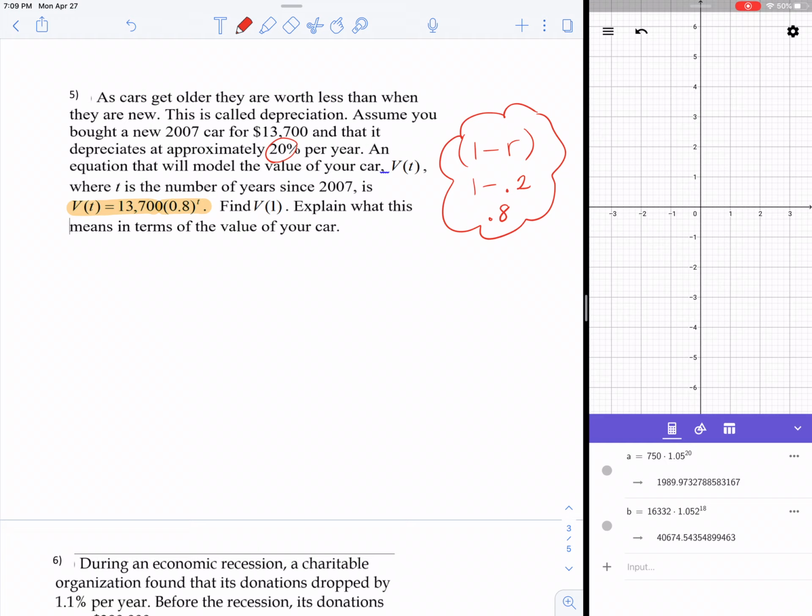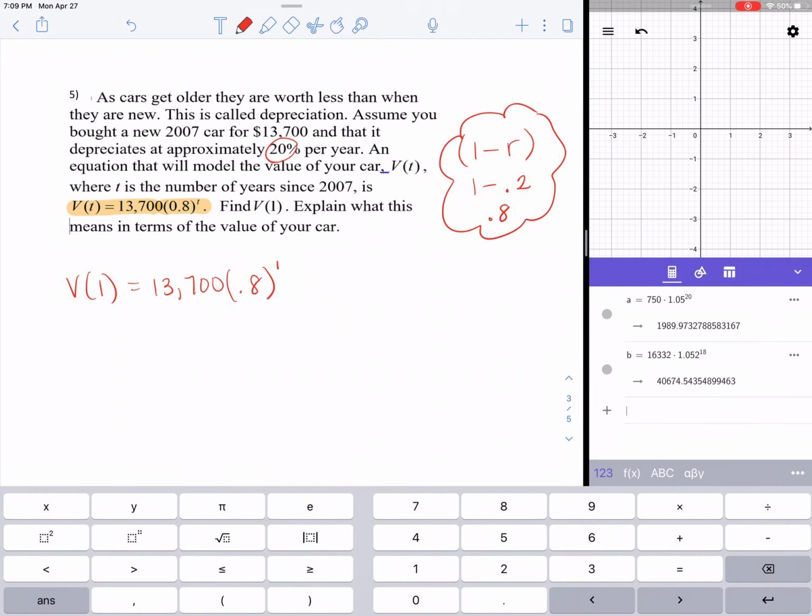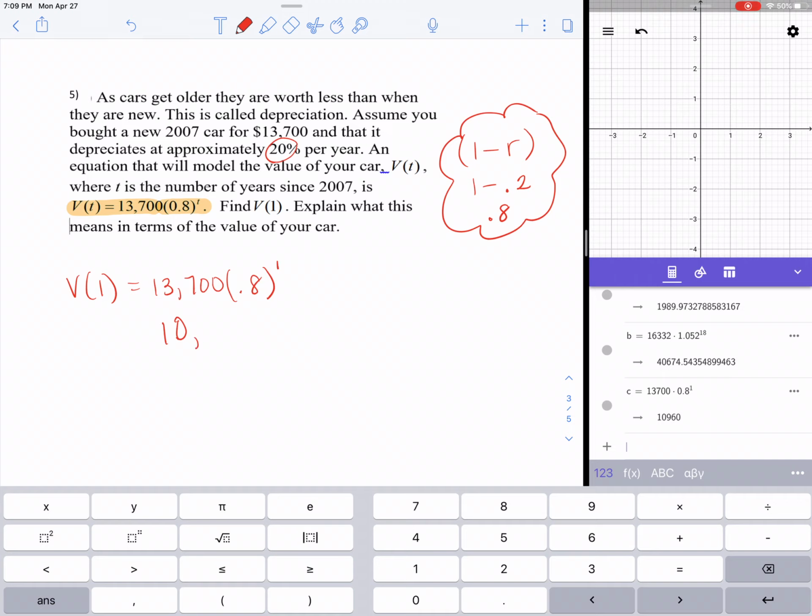So now they want you to find V of 1 and explain what that means in terms of the value of your car. So to find V of 1, I'm just going to plug 1 in for the T. 0.8 to the first power. So that's 13,700 times 0.8. Outside the parentheses, you could put a caret of 1 or nothing. Exponent of 1. You get 10,960.